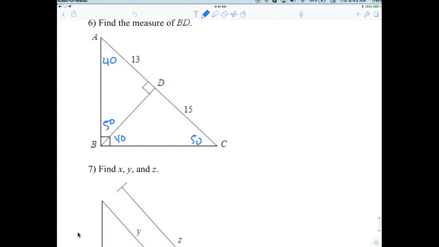Now, we know it's not 45, 45 because that means they'd all be the same. Sure? So it doesn't matter what number. I'm looking for X. X is opposite the what? And 13 is opposite the... So if I say 13 over X, 13 corresponds to the 50 and X corresponds to the 40.